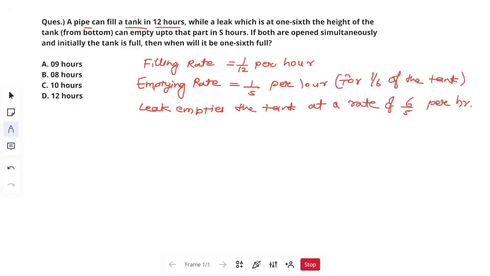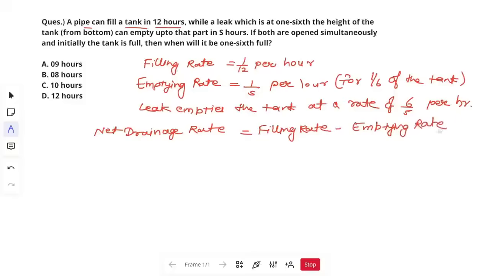Now net drainage rate is what? Net drainage rate is filling rate minus emptying rate. So filling rate we have already found, 1/12. Emptying rate is 6/S, because we were told 1/S per hour for 1/6 of the tank. So the leak empties the tank at a rate of 6/S per hour. That is why 6/S. This is S, don't get confused.